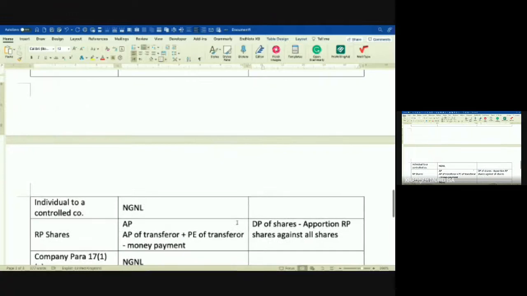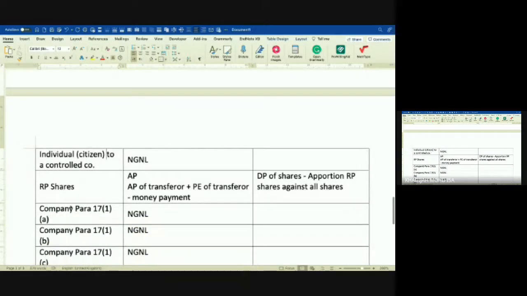a scenario whereby an individual who is a citizen, it has to be a citizen, transfers a property to a company which is controlled by him or by his spouse or by his family or relative. So whenever an individual transfers property to a controlled company, what do you mean by controlled company? It means that you have shares of 50% or more, either by yourself or by your spouse or by your relative. So if the company is a controlled company, then for the individual who transfers, it is a no gain, no loss.